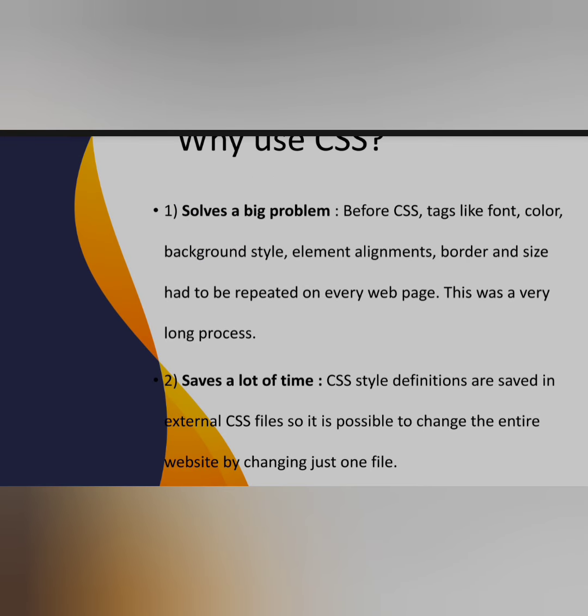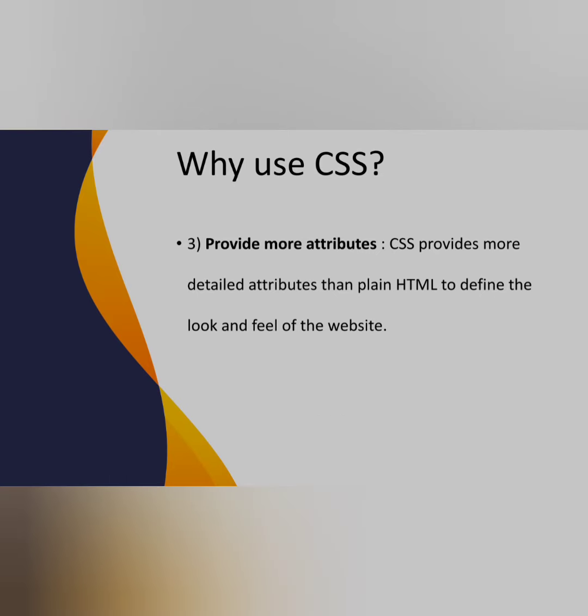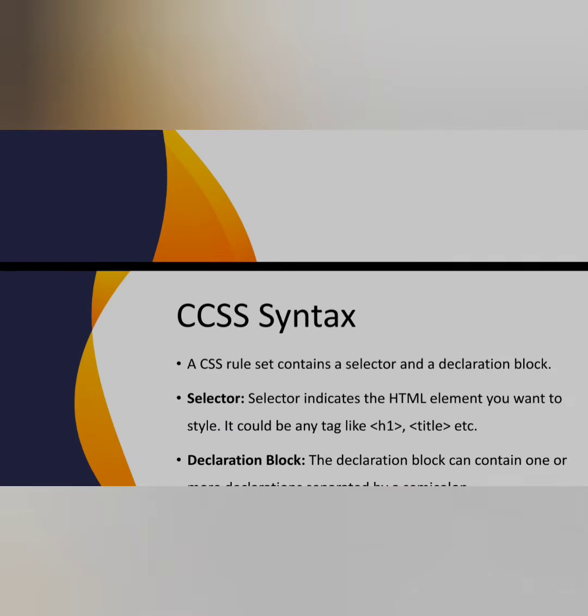Why use CSS? It can be used to solve a big problem. Before, CSS tags like font, color, background style, element alignments, border and size had to be repeated on every web page. This was a very long process. It can be used to save a lot of time, as it can be saved in an external CSS. So it is possible to change the entire website by changing just one file. It also provides more attributes. It provides more detailed attributes than plain HTML to define the look and feel of the website.